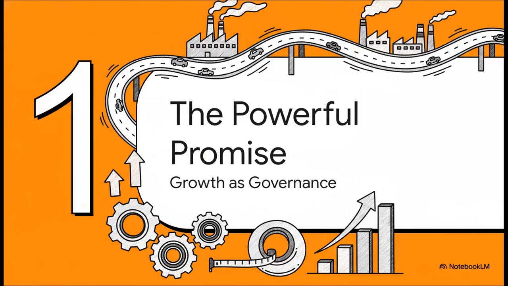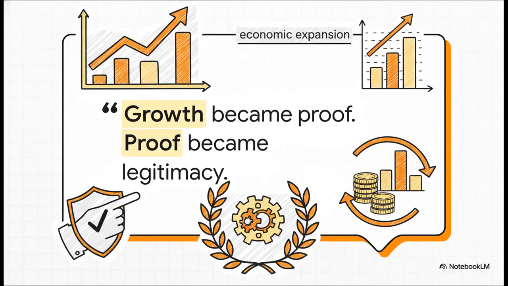So the whole idea was really straightforward. High growth, the kind you can actually see in new factories and gleaming highways, well, that was treated as the ultimate sign of good governance. And this is where you can really see the political brilliance of this approach. Measurable economic expansion wasn't just a goal. It was used as the validation for the entire governing philosophy. The numbers themselves became the argument.